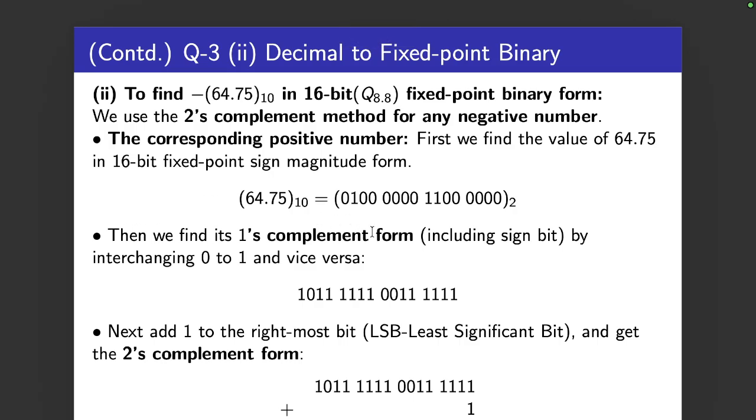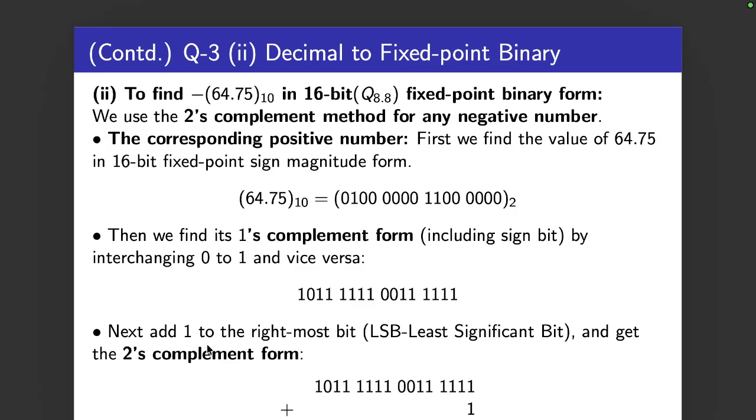Next, we find the 1's complement form, including the sign bit. That is, interchanging 0 by 1 and 1 by 0. So this 0 becomes 1, this 1 becomes 0, and this 0 becomes 1, and so on. Last, the rightmost place is 0, so this is 1, and so on.